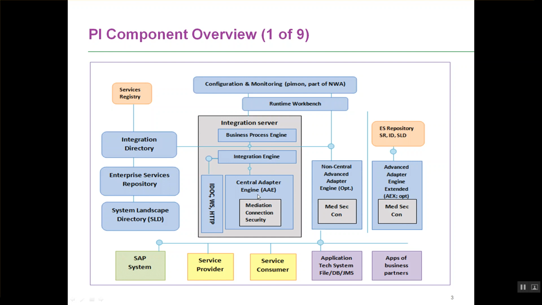The central adapter engine is nothing but the connectivity layer. It contains all the adapters. So basically, because PI needs to talk to multiple applications, PI needs to support different types of connectivity options. So that is done by the central adapter engine. The integration engine is where the main pipeline of PI gets executed, and the business process engine is where a specific component of PI called CCBPM will execute. Okay.